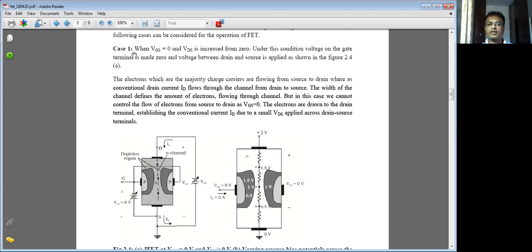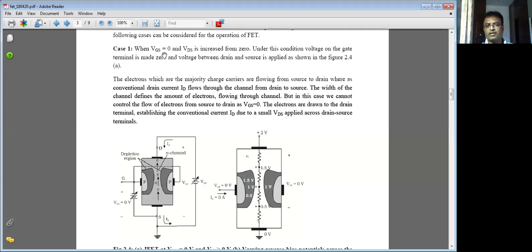Case one, always we will make VGS equal to 0. V stands for voltage. The subscript G and S stand for the terminals, gate and source. So this is nothing but the gate to source voltage. Make VGS equal to 0.